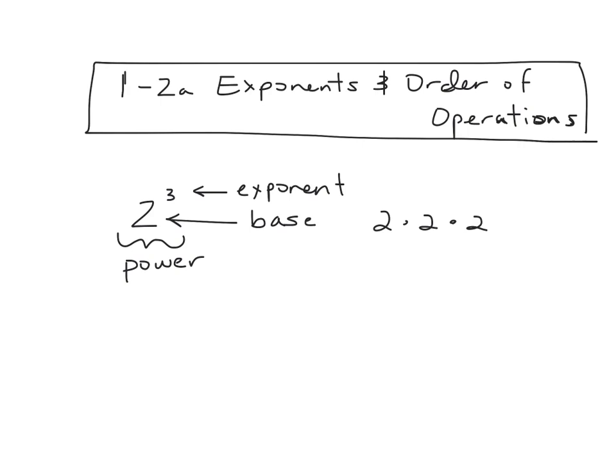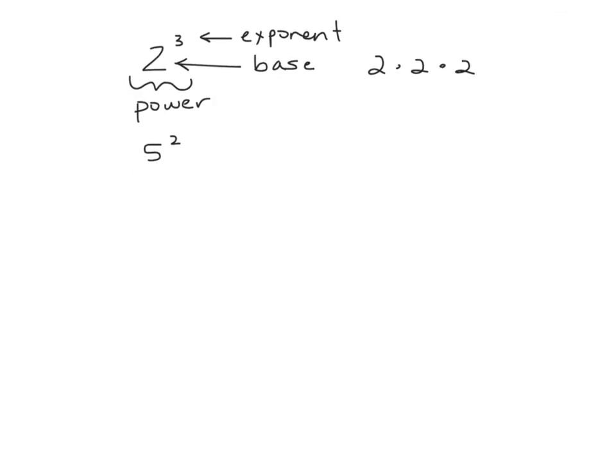That's one way we can say it, 2 to the third power, or we can say 2 cubed, okay? 5 to the second power, for instance. What's another way you could say that? 5 squared, okay? So 5 to the second power or 5 squared, same thing. How many times are we multiplying 5 by itself? Twice. 5 times 5, okay? So 25.